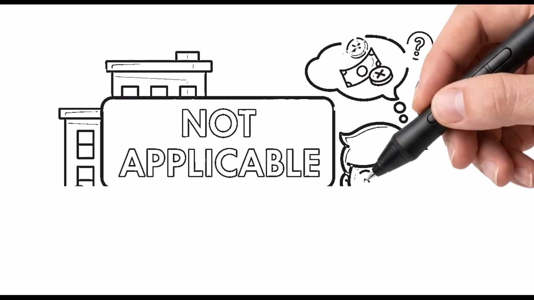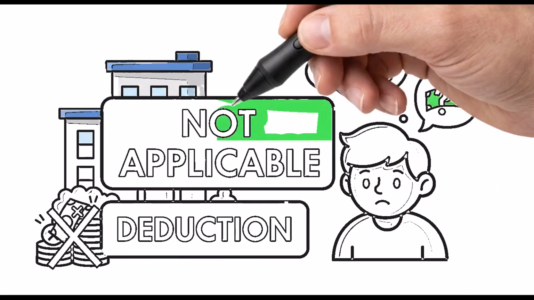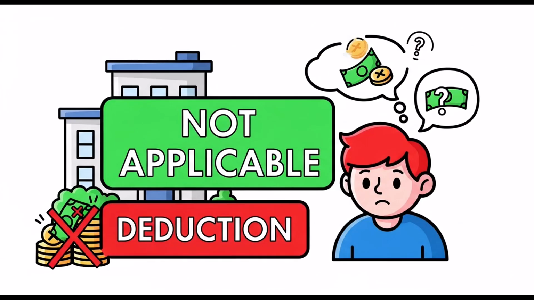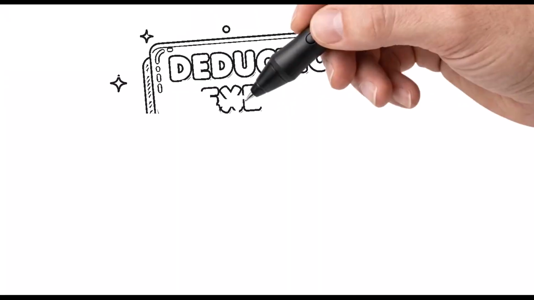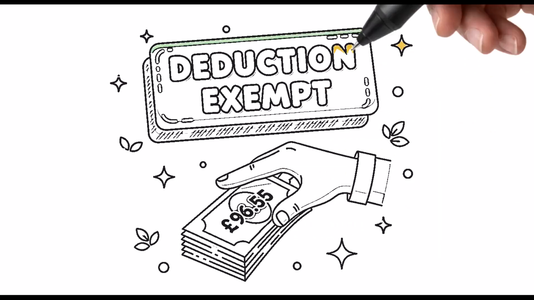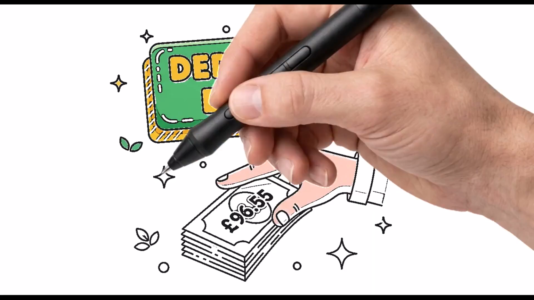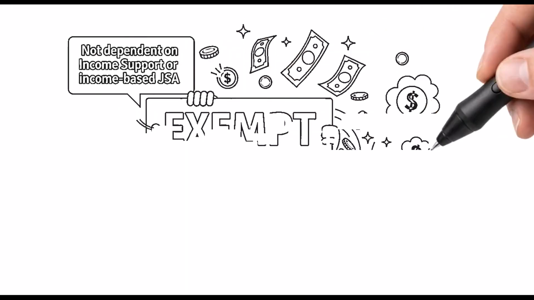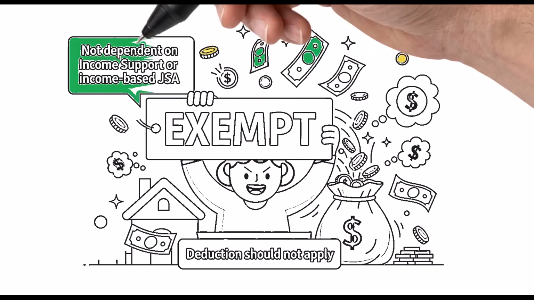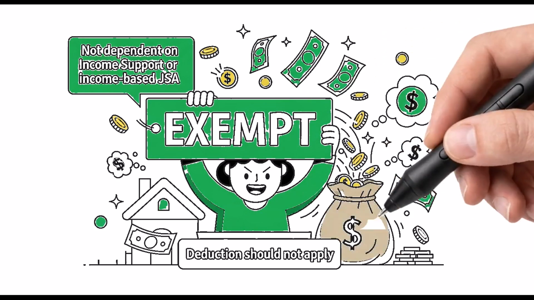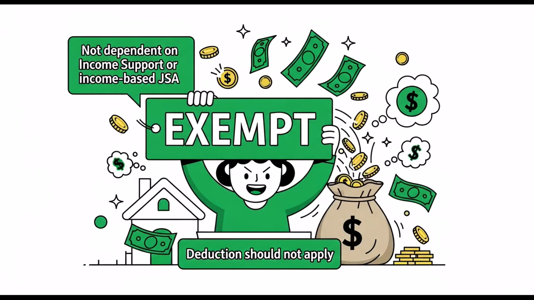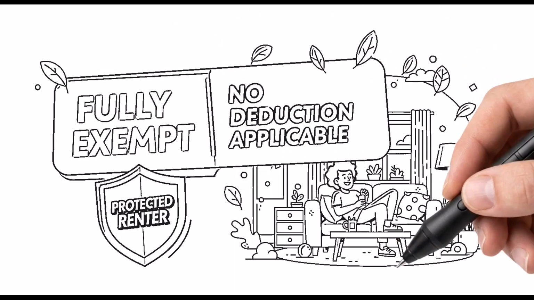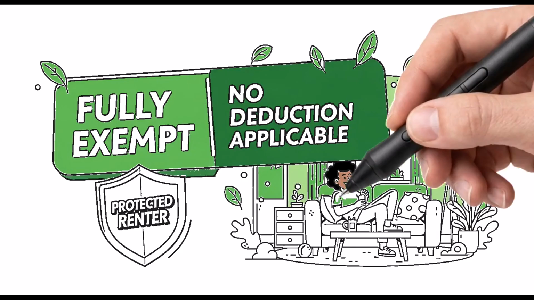Now let us talk about the non-dependent deduction, because this is the error that is silently taking money from thousands of renters every single month right now. If an adult lives in your home who is not your partner, the DWP assumes that person contributes to your housing costs and automatically deducts money from your claim. This is called a non-dependent deduction, and from April 2026, the standard deduction amount is exactly £96.55 every single month.